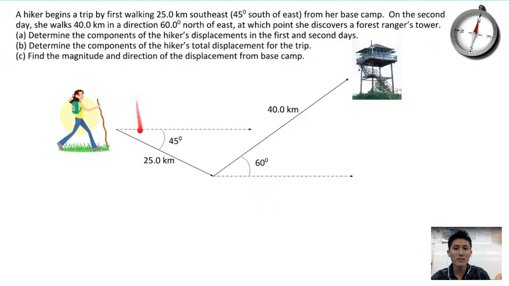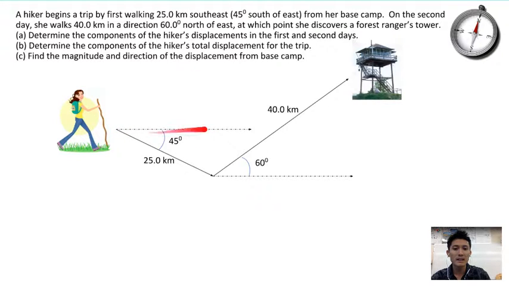We want to find the x and y components of the total displacement for her trip, and then the magnitude and direction of displacement from base camp. The first thing we want to do is determine the individual components of this hiker's locations and traveling displacements on her first and her second day. And so how do we do that?